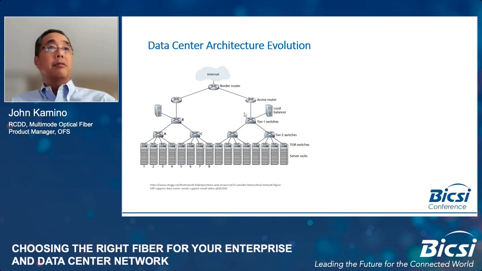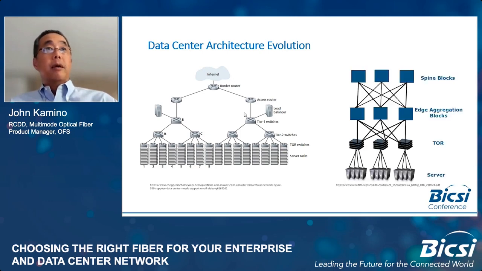However, today, due to virtualization, that request is often routed to a number of different servers. So we've moved to a flatter architecture where at this edge aggregation or leaf level, you can talk to just about any server in the network. So you don't have to go all the way up through multiple tiers to communicate between servers.